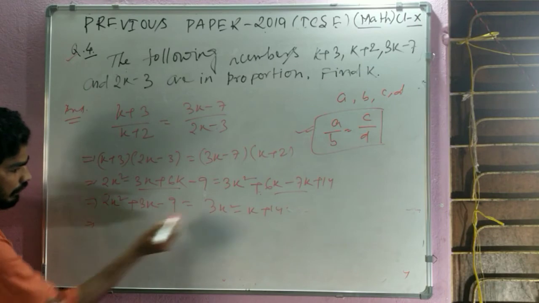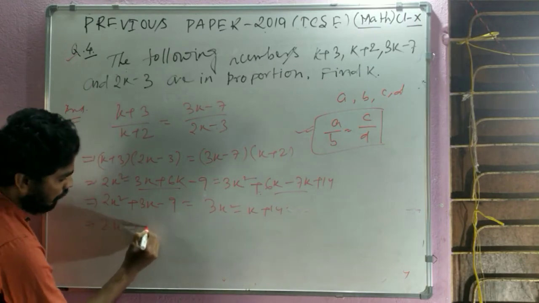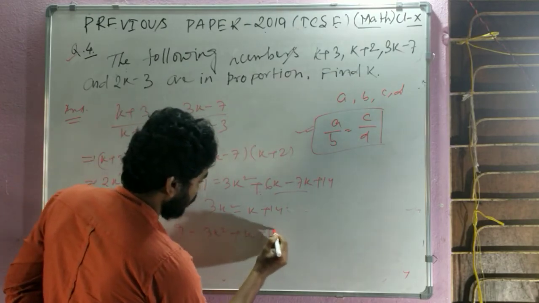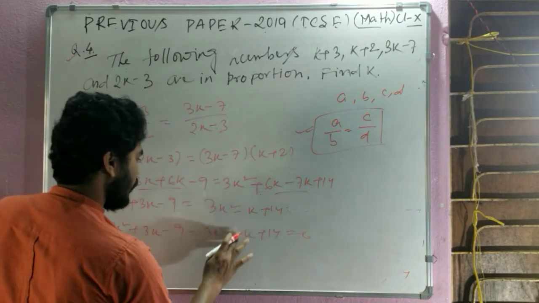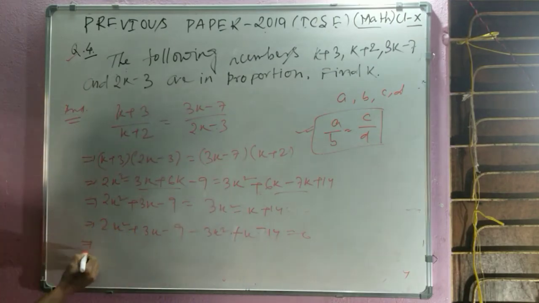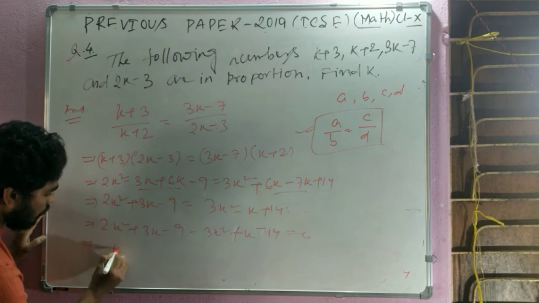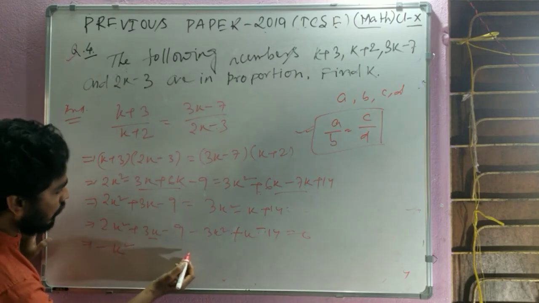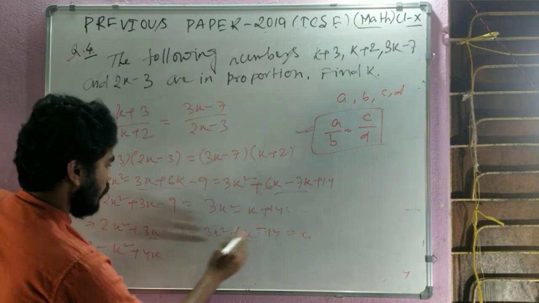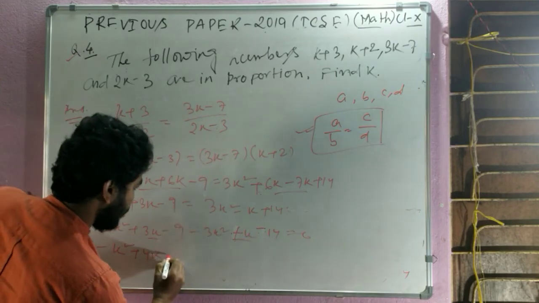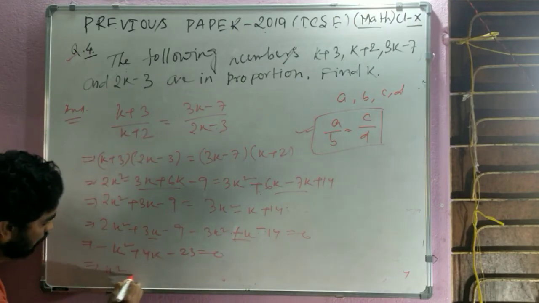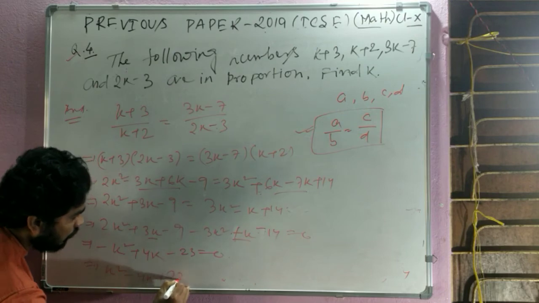So take all terms to one side. 3K square minus 2K square, K square, minus 3K minus K means minus 4K, minus 14 plus 9 means minus 5, equal to 0. So K square minus 4K minus 5 equal to 0.